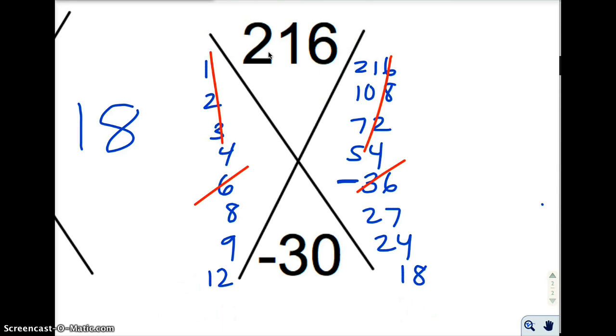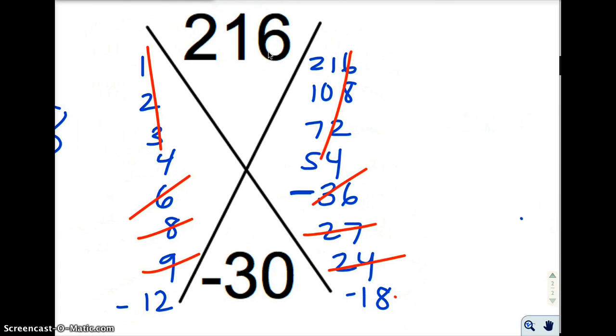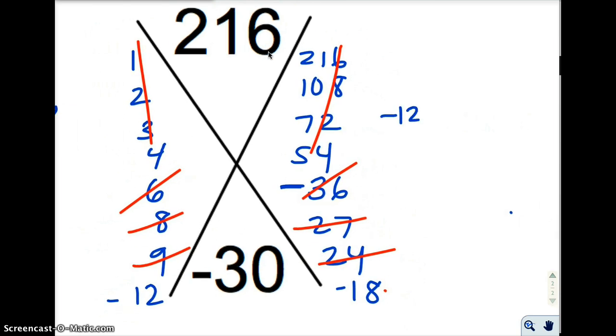Now I look at this list and I go, okay, I want it to add up to negative 30. I don't think these two numbers will do that. These two numbers won't, and I'm going to try the 12 and 18. How do I make them add up to negative 30? Make them both negative. So negative 12 plus negative 18 equals negative 30.